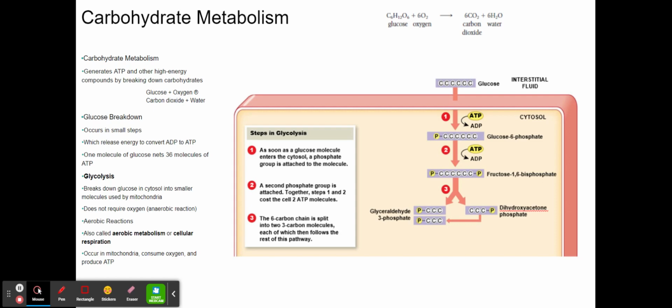In A&P 1, we introduced the process of glycolysis, which breaks down glucose in the cytosol into smaller molecules that the mitochondria can absorb and utilize. These reactions are said to be anaerobic because glycolysis does not require oxygen. The subsequent reactions take place in the mitochondria. These reactions use oxygen and are considered aerobic. The mitochondrial activity responsible for ATP production is called aerobic metabolism, also known as cellular respiration.